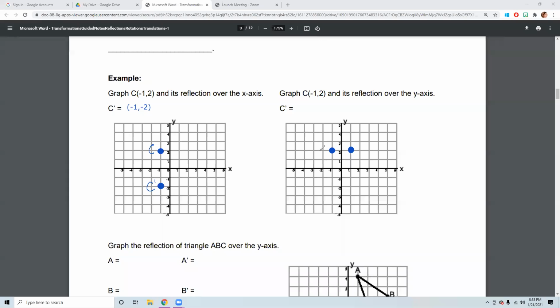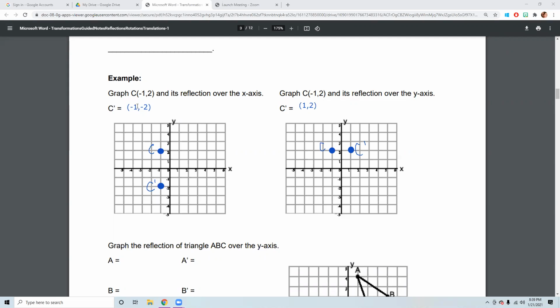We'll label this C because that was our original point, and this other one C prime, because that was our second point that we drew. Now we have to figure out what that point actually is. I'm going to look at my graph, and I know that that point's at (+1, +2). So that's what I'm going to write: (+1, +2).